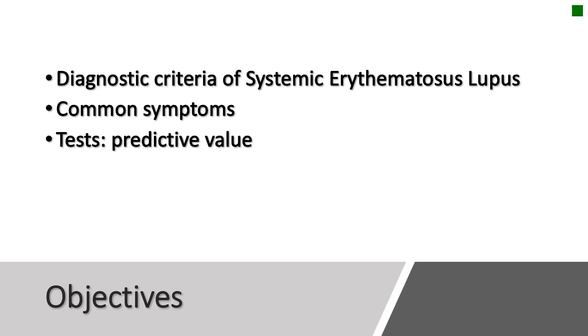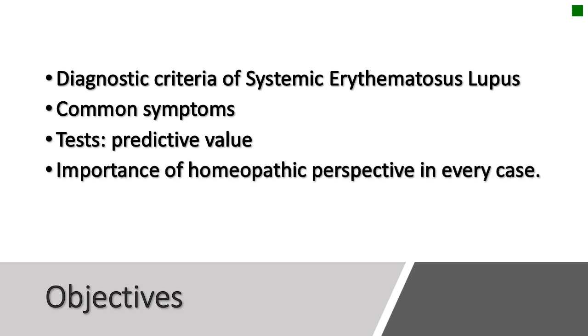Also in this video, we will talk briefly about what are the tests that are used to diagnose this and what are the limitations of these tests, or what is the predictive value of these tests. And this will bring us to the important theme of the importance of the homeopathic perspective in every case. As you'll shortly see, just putting a label of a disease name will not suffice to heal or cure the patient.